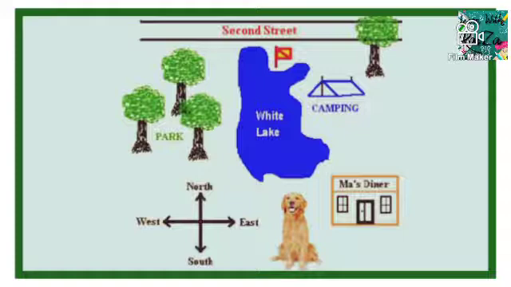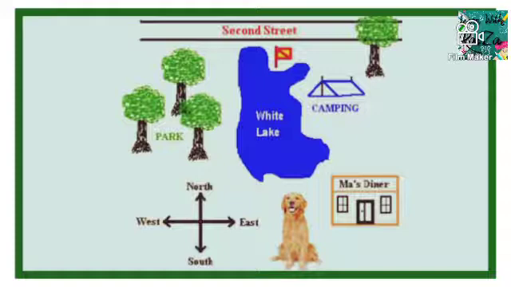I'll ask you questions. You have to answer taking the dog as the main object and describe the other objects' direction in terms of the dog. Okay. So if I ask you, to which direction is the white lake located, if you take the dog as the main object?